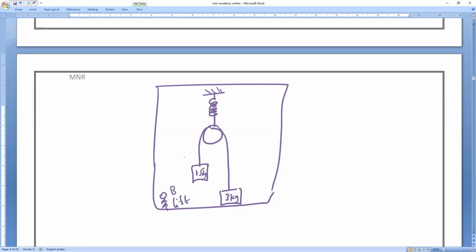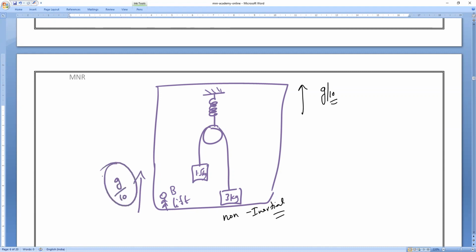Tell me, is it an inertial frame or a non-inertial frame? Everybody: non-inertial. If it is a non-inertial frame, we have to apply the concept called pseudo force. Now imagine the entire lift is traveling with acceleration g by 10. What is the acceleration of the lift, everyone? g by 10. Then the observer's acceleration is also g by 10.